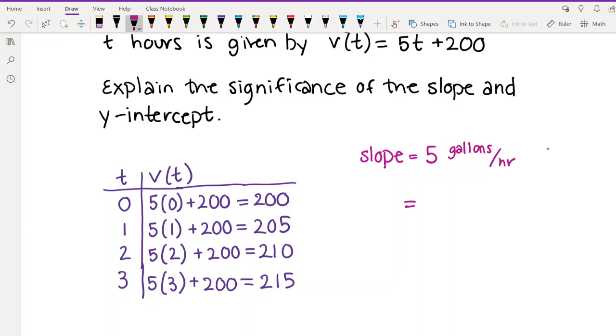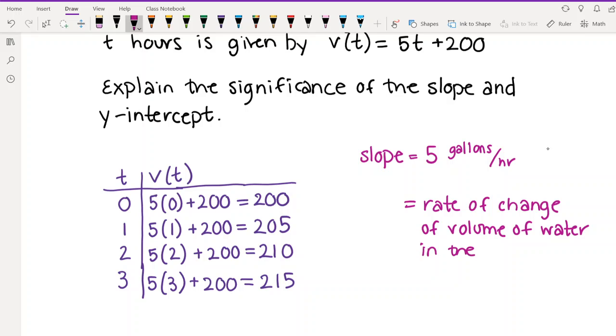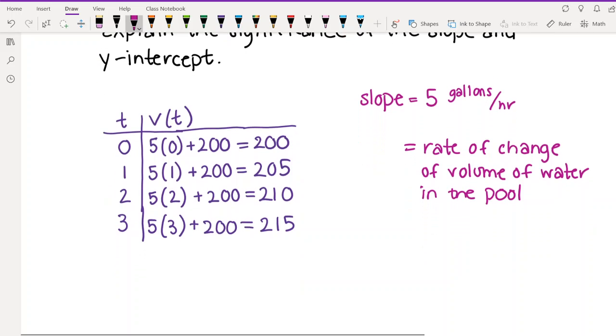This tells us the rate of change of the volume of water in the pool. I'll rephrase that in a second, but I just want to write it in terms of rate of change because that's what we were initially talking about in this video. Another way of thinking about that is the rate at which the pool is being filled, because the amount of water in the pool is increasing, so the pool is being filled.